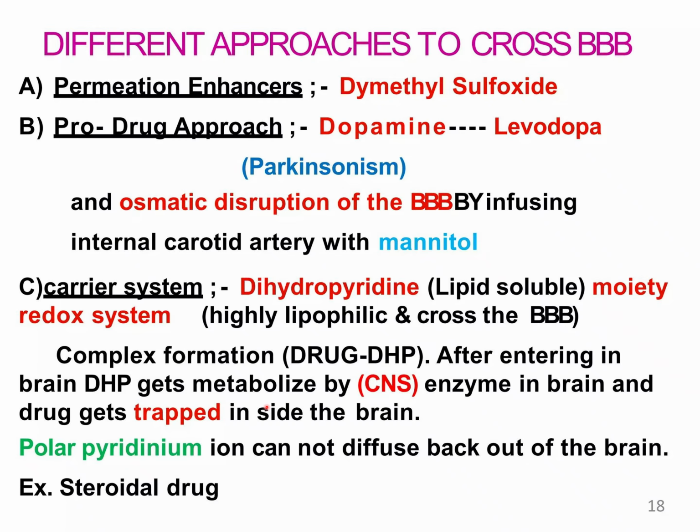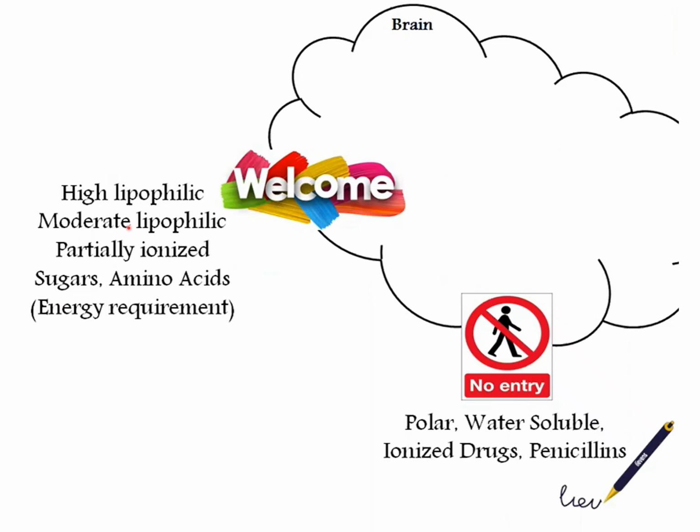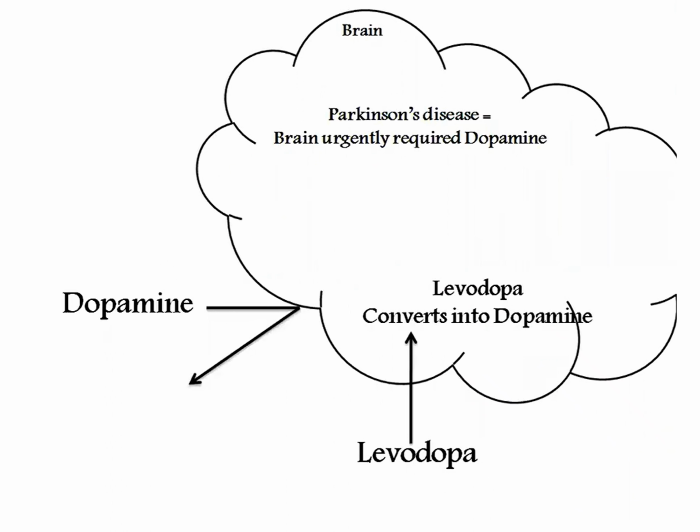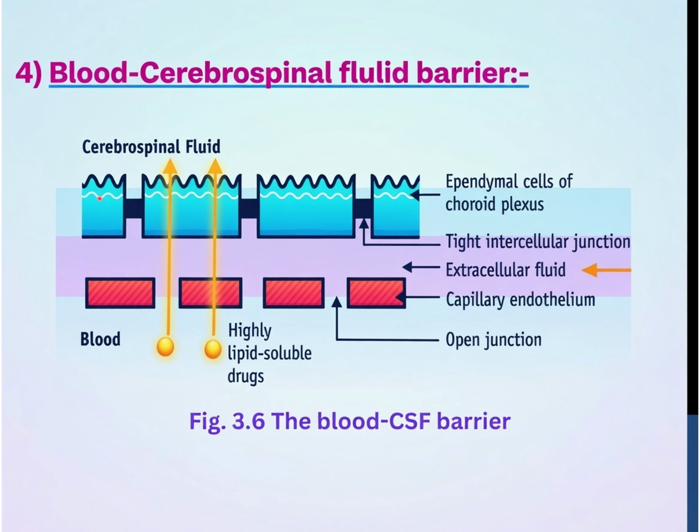brain. Okay, so you can see here highly lipophilic or partially ionized drugs are easily welcome to the brain, but polar drugs, ionized drugs, and water soluble drugs are not getting through this BBB. Dopamine cannot go. Why? Because as the name suggests, dopamine, amine, it's a polar drug, but levodopa is a prodrug of dopamine. It is given as the medicine, and it can easily get to the brain and can treat Parkinson disease. So next one is the blood cerebrospinal fluid barrier.